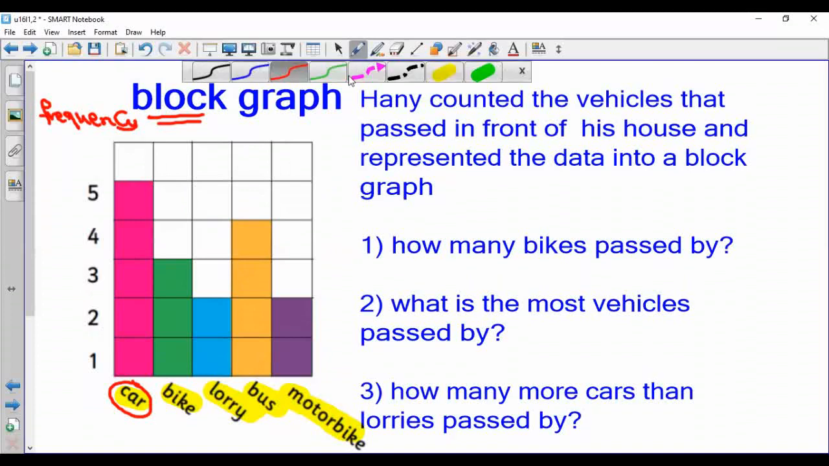For example, how many bikes? How many is asking about the frequency. How many bikes passed by? Where are the bikes? It is here. How many blocks? It has 3 blocks. This means the frequency of bike is 3. So here I will write 3 bikes.